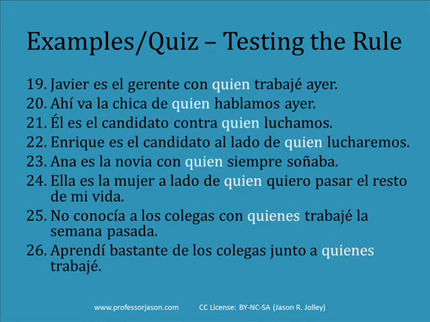Okay, so again, here our antecedents are people, but first we're looking for the preposition. If we see prepositions such as con, de, contra, al lado de, acerca de, and our antecedent is a person, we're going to use quien or quienes. Not that that's the only option, but it works, and it's easier to remember just que or quienes. So, number 19. Javier es el gerente con quien trabajé ayer. Ahí va la chica de quien hablamos ayer.